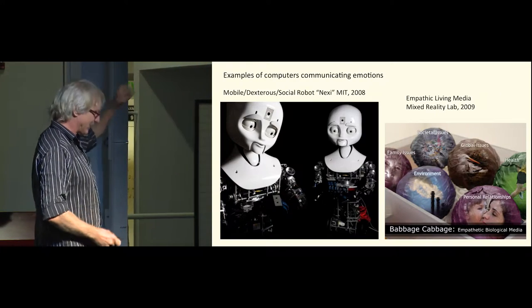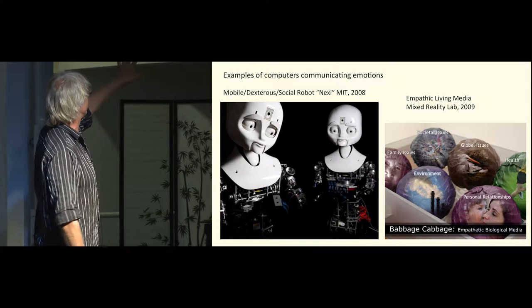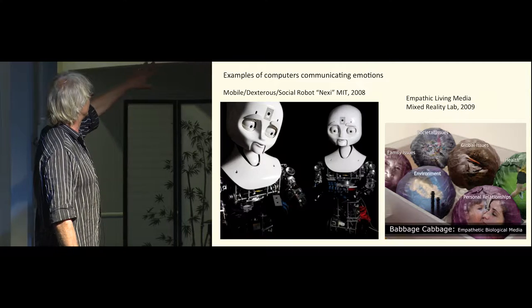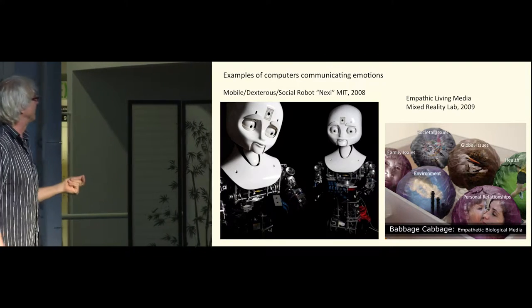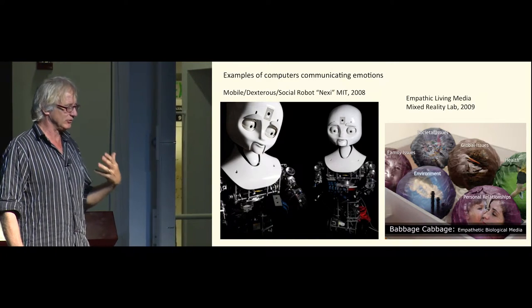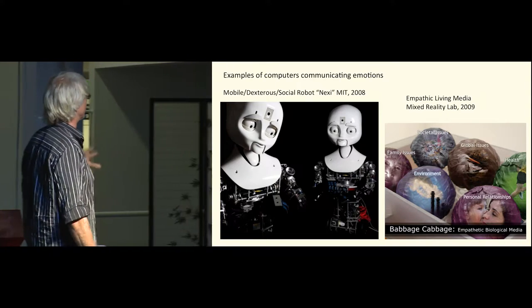So here are some examples of computational systems that do reflect emotional state. This is work by Mikey Siegel, our very own Mikey Siegel. This is an MDS robot in 2008. It's a robot that's capable of making very intelligible, understandable emotional expressions like happiness and sadness and boredom.